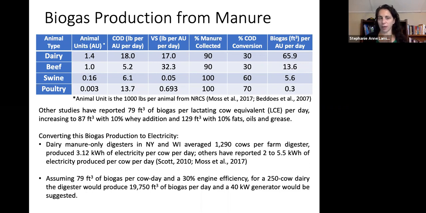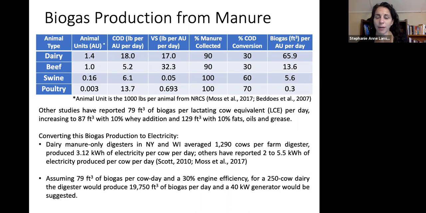But if we think about it on an animal basis, we've gotten about 80 cubic feet of biogas per cow per day. That can increase much more if we're adding fats, oils, and grease, or whey, which is kind of cheese processing waste. Converting this, if you think about dairy-only digesters that have about 1,200 cows, we can produce about 3 kilowatt hours per cow per day. But again, other people have set up to 5.